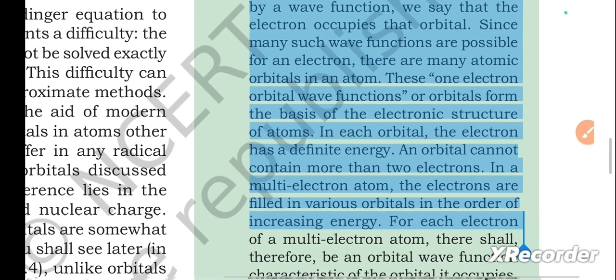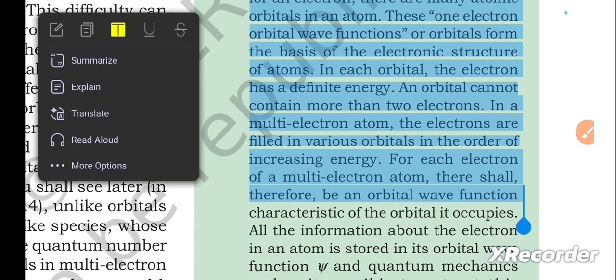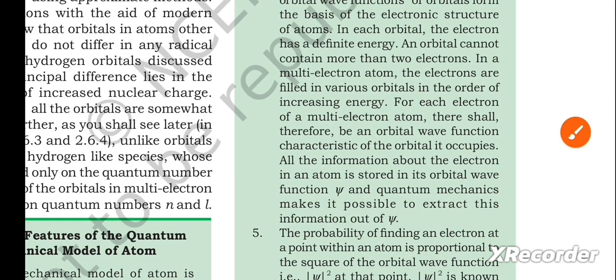An orbital cannot contain more than 2 electrons. In a multi-electron atom, the electrons are filled in various orbitals in the order of increasing energy. For each electron of a multi-electron atom, there shall therefore be an orbital wave function characteristic of the orbital it occupies. All the information about the electron in an atom is stored in its orbital wave function psi, and quantum mechanics makes it possible to extract this information out of psi.